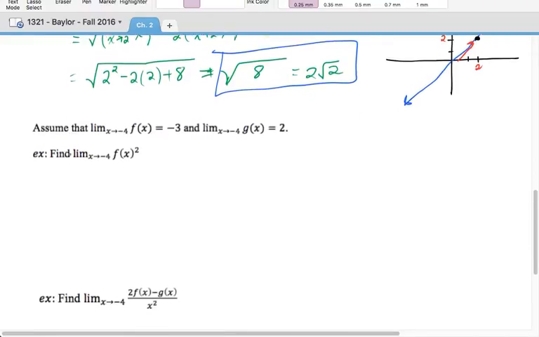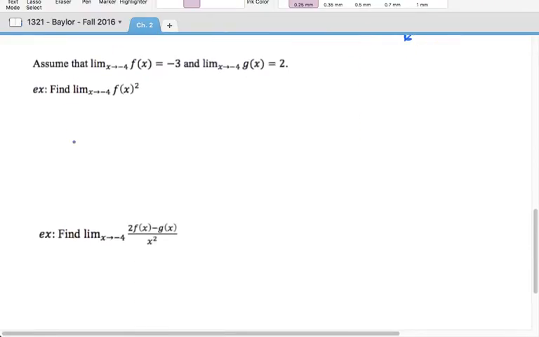Okay, and to see if you really understand, here are a couple of challenge questions. What you ought to do is pause the video and attempt these on your own first. So we're given 2 limits. The limit as x approaches negative 4 of f of x equals negative 3, and the limit as x approaches negative 4 of g of x equals 2. We want to find these 2 limits. First, the limit as x approaches negative 4 of f of x squared.